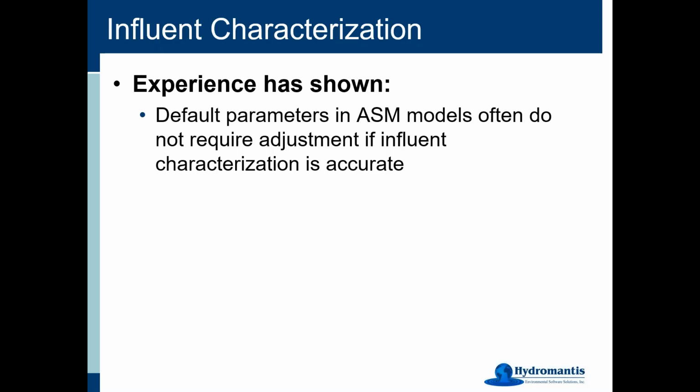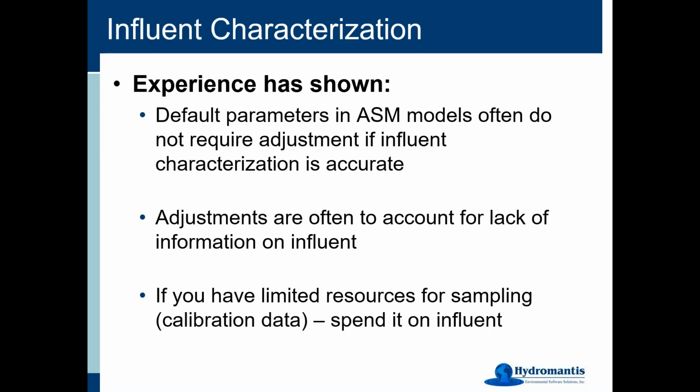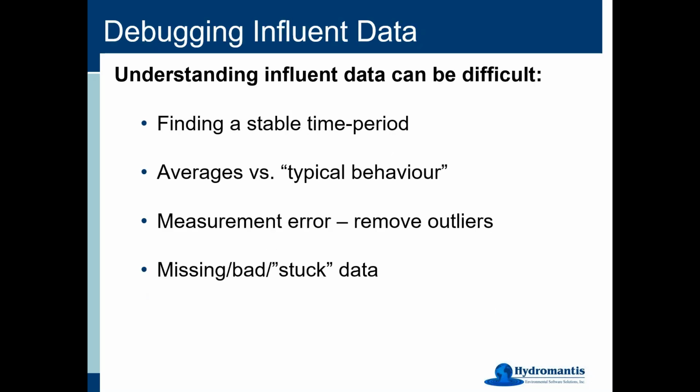And so you don't really need to make a lot of changes to those default growth rates and half saturation coefficients most of the time if you've got a good characterization of your influent. Often, if you find that you have to go in and adjust some oxygen half saturation coefficient or growth rate, it's probably because you don't have enough information in your influent. So a lot of the time we tell people, if you have limited budget to spend on getting data for your model, spend as much of it as you can on the influent, since it's one of the most important ones.